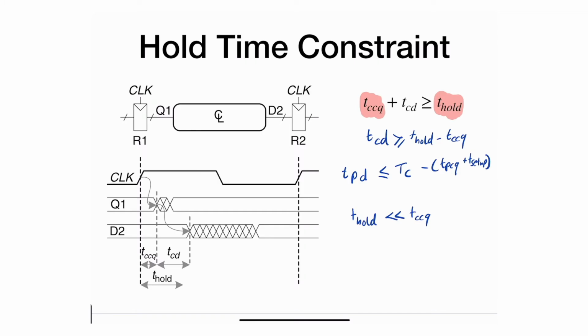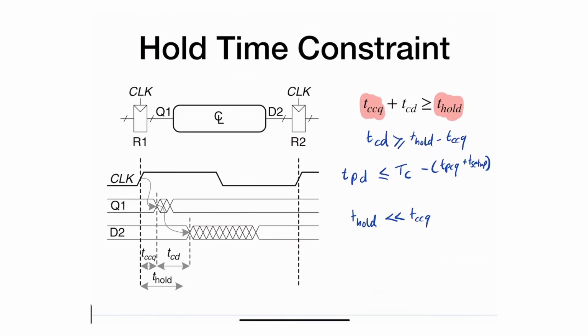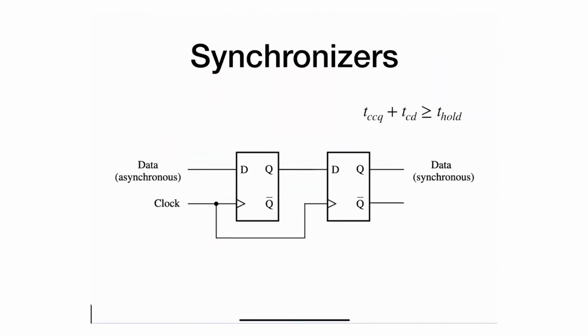So let's make sure that the 7474 we looked at had that particular feature. You can see that I believe the contamination clock to Q in here is 25 nanoseconds, and the hold time in here is 5. So what we have is exactly that: this is 5 nanoseconds, this is 25 nanoseconds. So it will be extremely difficult, if possible at all, to violate the hold time constraint for such a flip-flop.